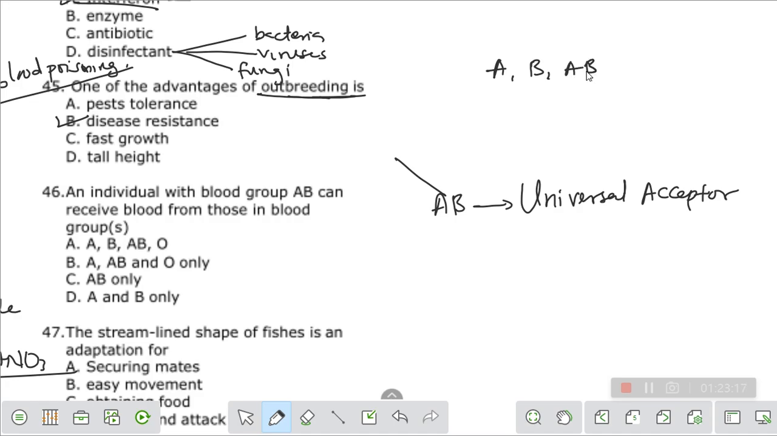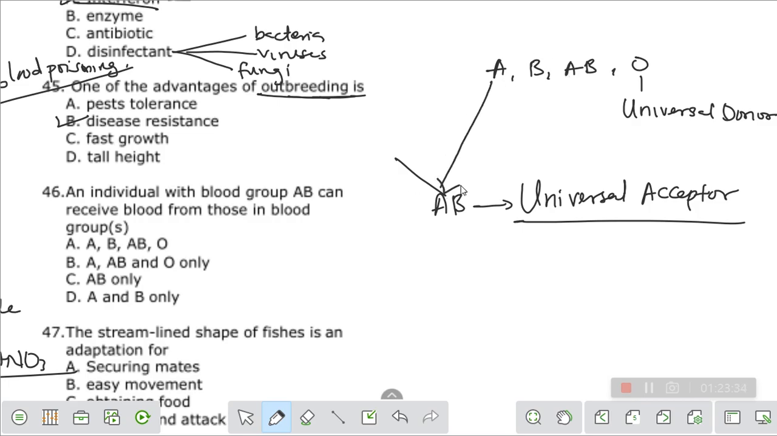Now, who can A give blood to? A can give blood to itself and AB. Do you get? B can give blood to only itself, right? It cannot give blood to A. Don't go and say because it is AB, it can give blood to B. It can never. It only gives blood to itself. O also can only receive blood from itself. It cannot receive blood from A, from B, or from AB.